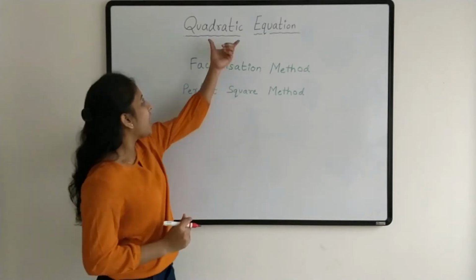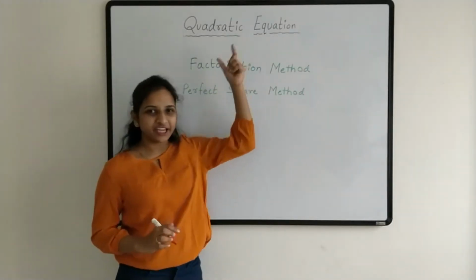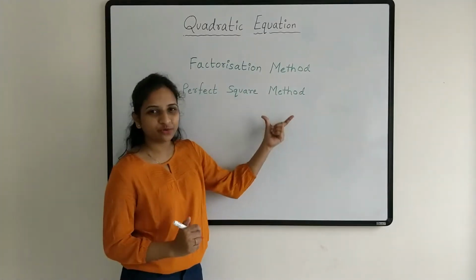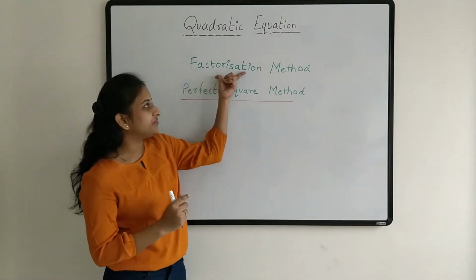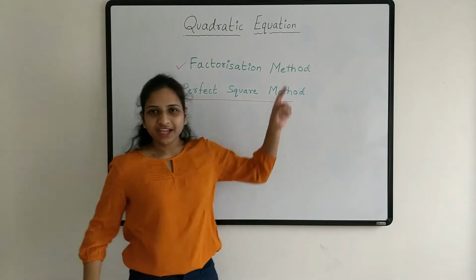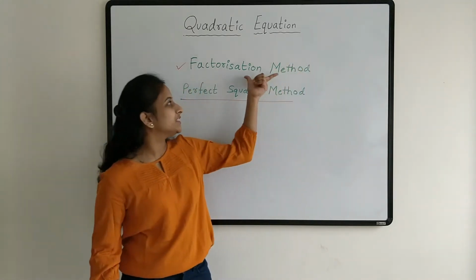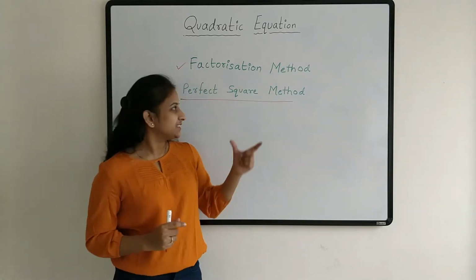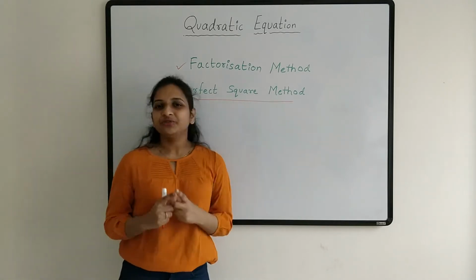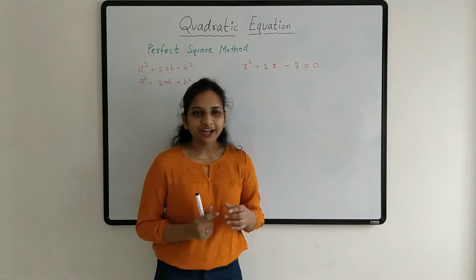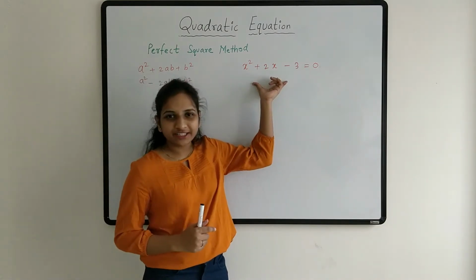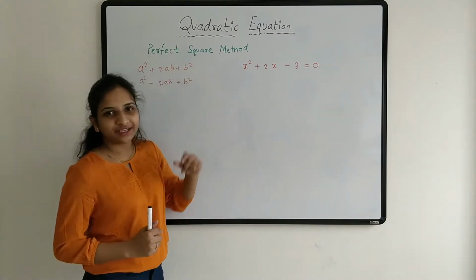In this video, we are going to learn how to find the roots of a quadratic equation by the perfect square method. We have already seen the factorization method; here you can find the video link for that method. Now let's see the perfect square method to find the roots of a quadratic equation. Let's find the roots of this quadratic equation by the perfect square method.